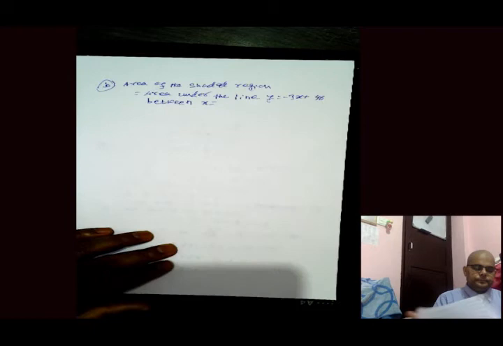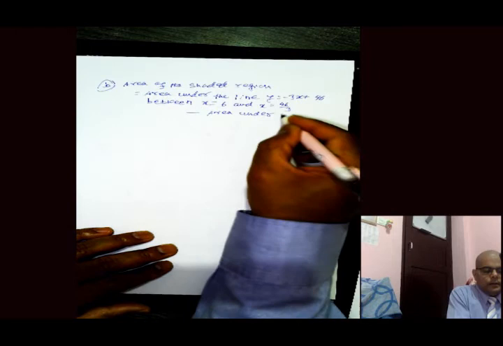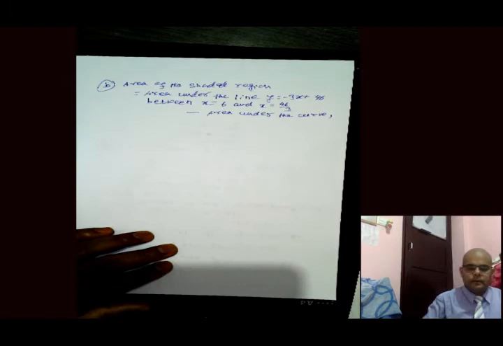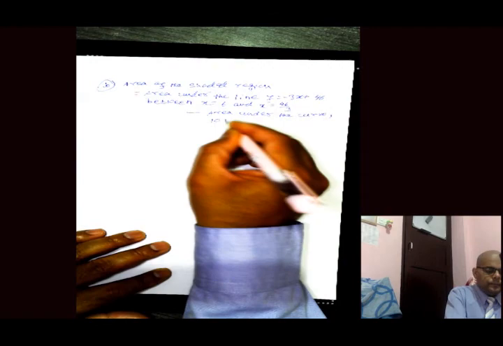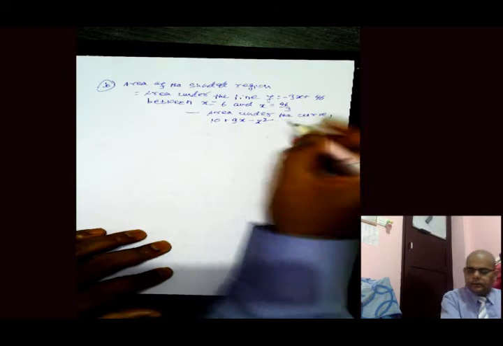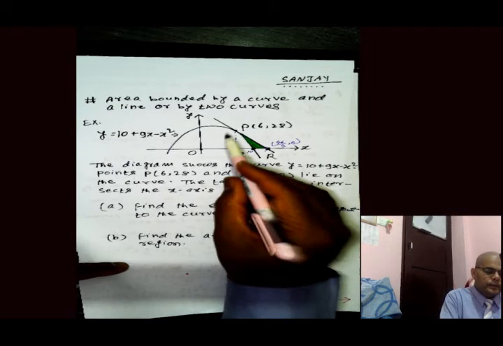minus the area under the curve. So this curve is 10 plus 9x minus x square. So under the curve 10 plus 9x minus x square, you can see the curve is up to x equals 10 only. So we have to integrate the equation of this curve from x equals 6 to 10.